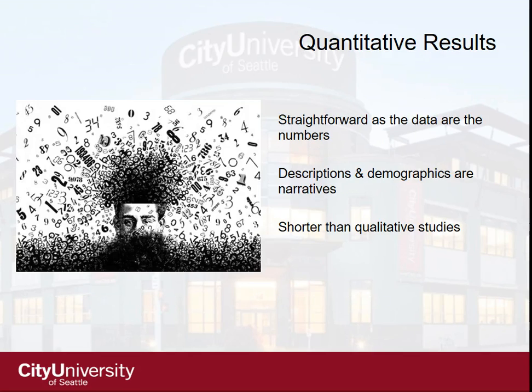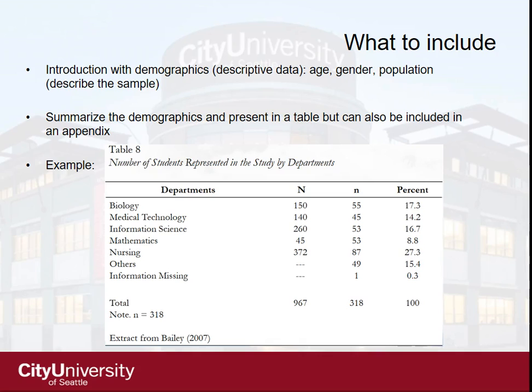Now, that's qualitative. Let's talk about quantitative. Quantitative results are straightforward because the data are the numbers. Most of what you do in a quantitative study is known on the front end, so once you do the analysis, you get what you get and you have your discussion. The descriptions and demographics are narratives, and this whole section of Chapter 4 is much shorter than qualitative because it's straight up data. So here's an example.